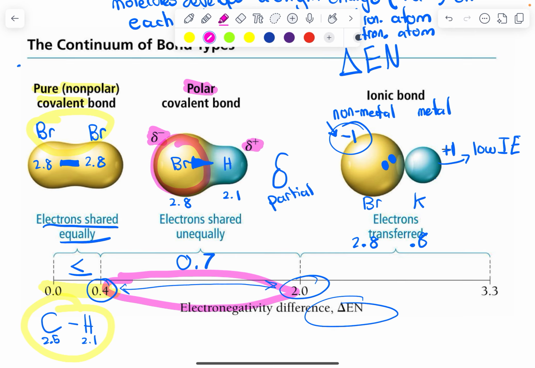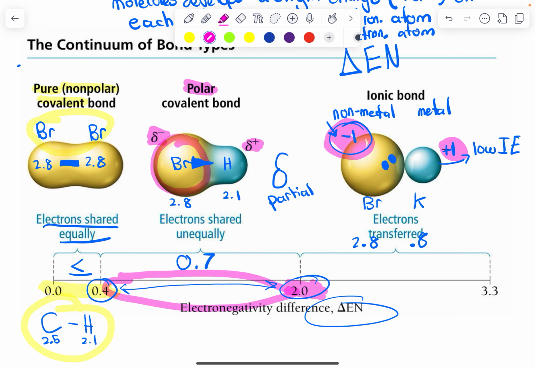And then if we go all the way over to ionic bonds, that's where we have a difference that's greater than 2. And that's where the electron moves completely from one to the other and creates a full negative side and a full positive side. So it still does kind of have sides of the molecule. It's just that it's completely negative and completely positive.